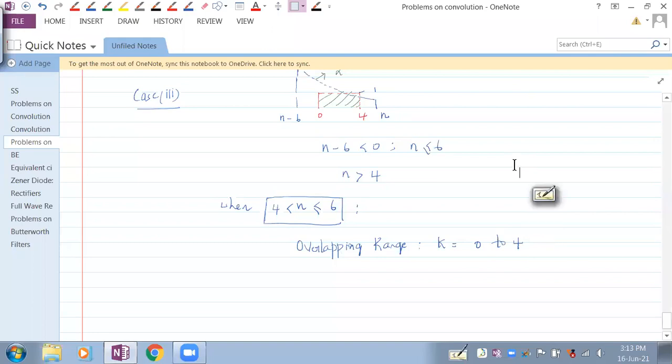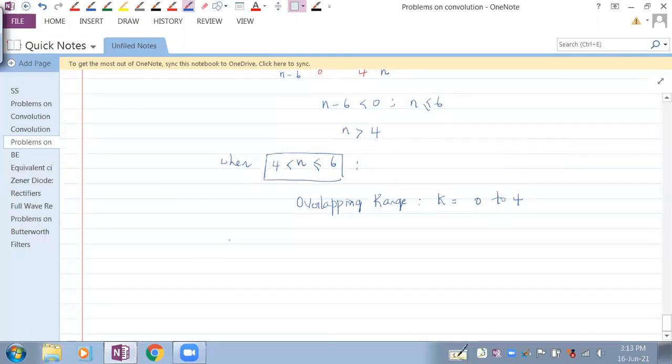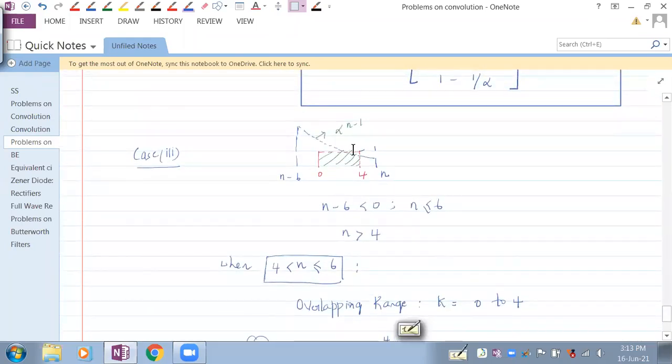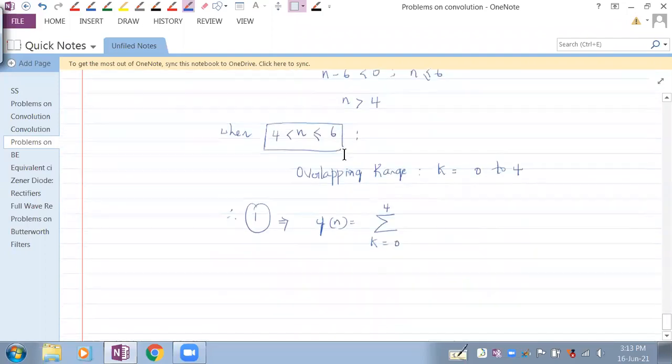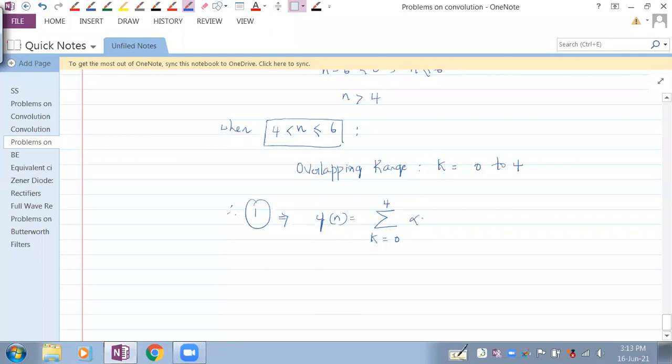Fine. Now, therefore, how does equation number 1 look? Y of n is equal to summation, and the overlapping range is k ranging from 0 to 4. In that overlapping range, which two signals are overlapping? Alpha power n minus k is overlapping, and the signal of amplitude 1 is overlapping, right? So we need to say it is alpha power n minus k into 1.